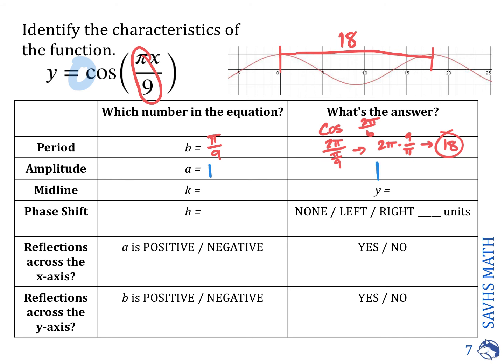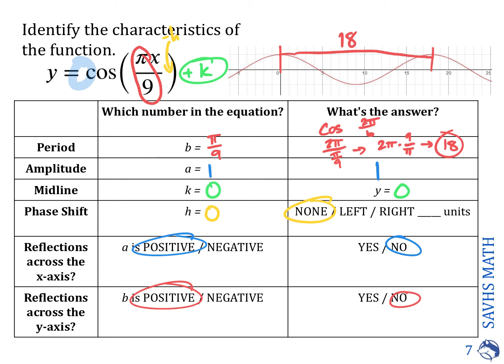The midline is if there's a plus k out here, but I see that there's nothing written there, so k is 0. The midline is y equals 0. There's also no phase shift here. We would have to have a plus or a minus h here. And so h is 0, so we have no phase shift. A is 1, which is positive, so there is not a reflection. And then B is positive, so there is not a reflection.